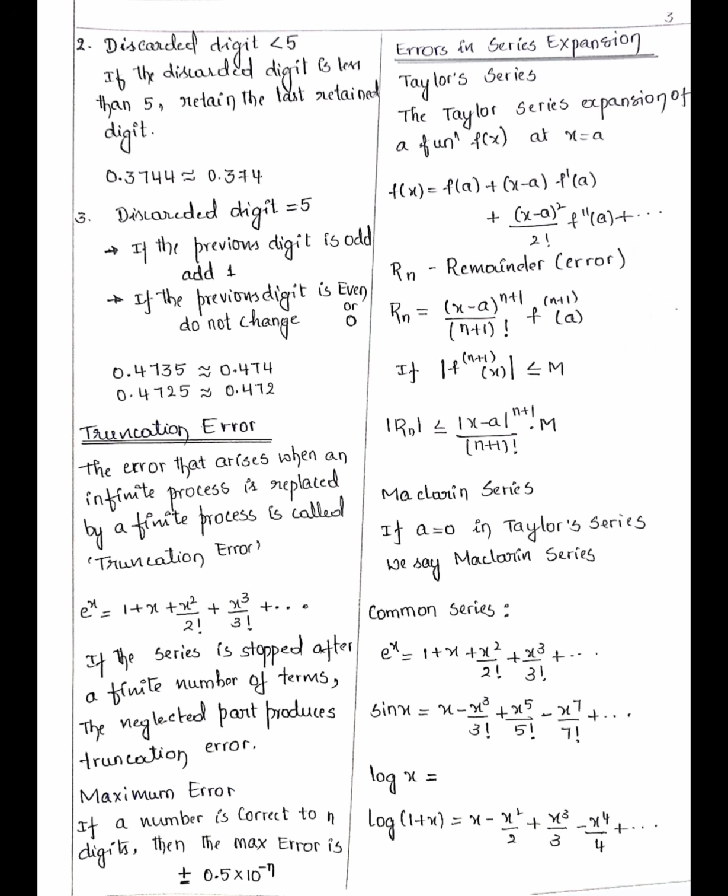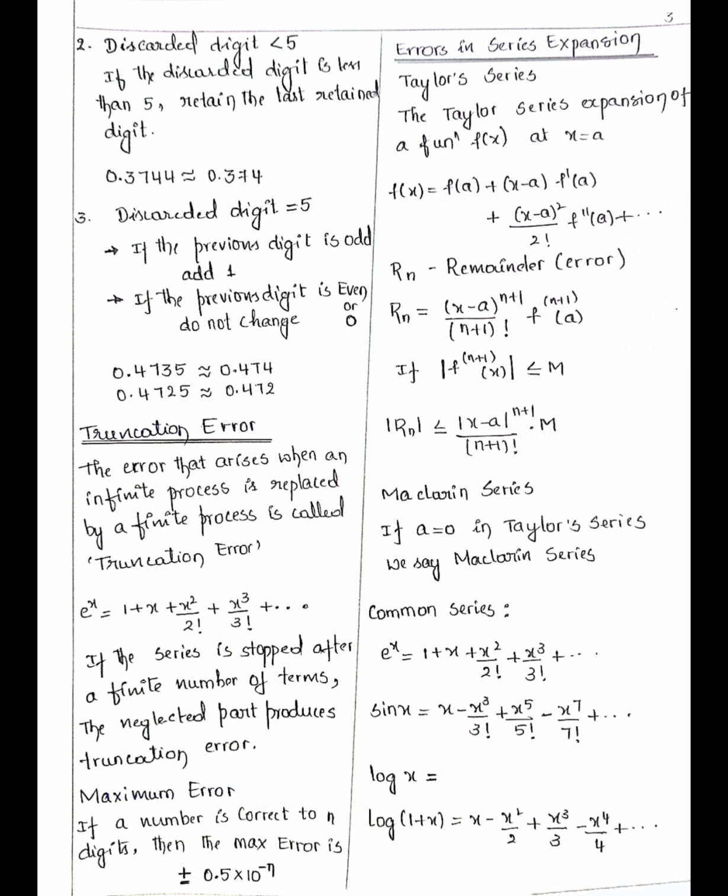It says that if I'm looking up to 4 decimal places, then I'm okay with an error of plus or minus 0.5 into 10 to the power minus 4, meaning 4 decimal places I'm taking as n. So I'm okay with plus or minus 0.5 into 10 to the power minus n of maximum error.